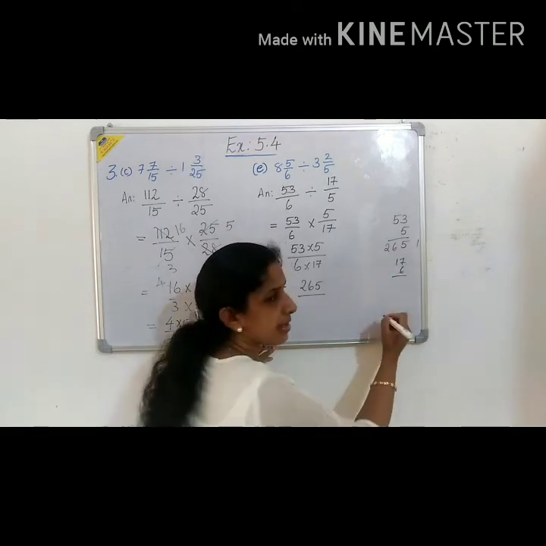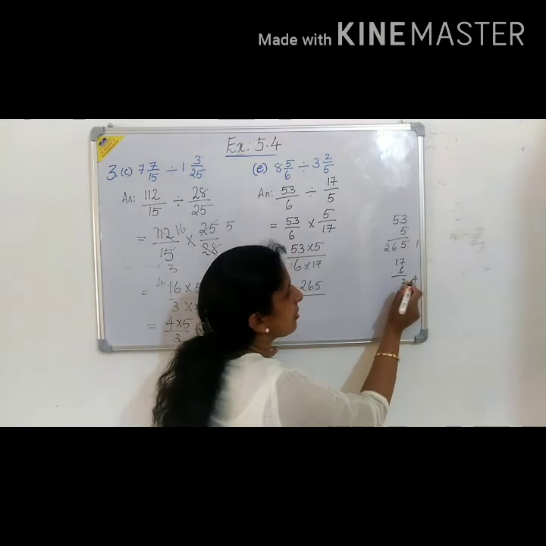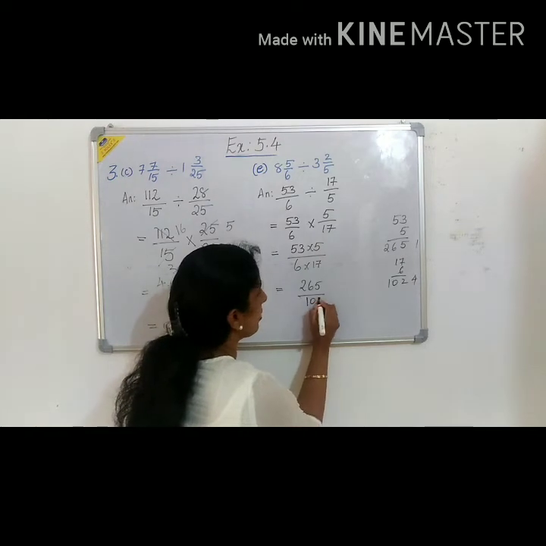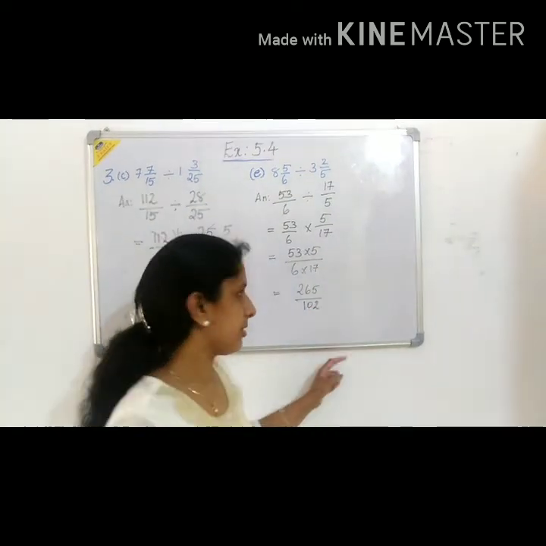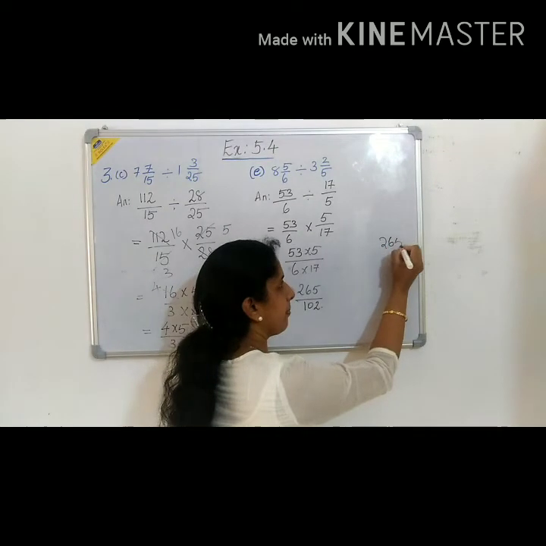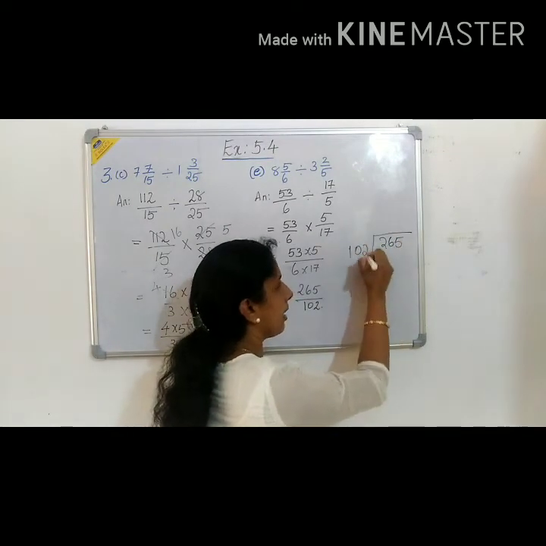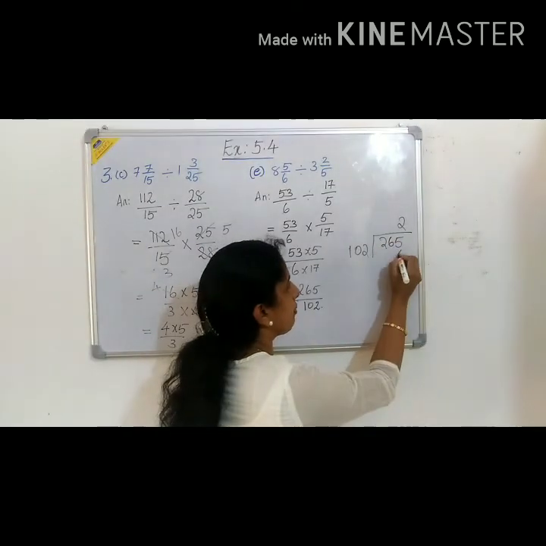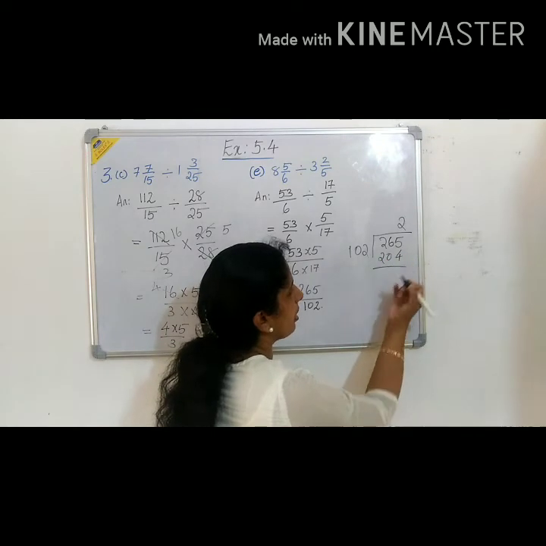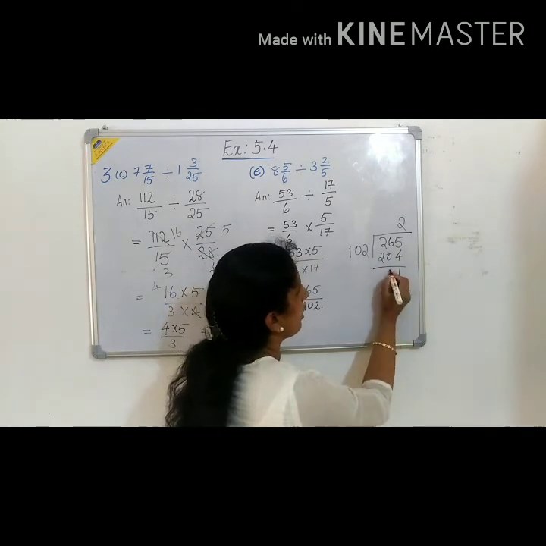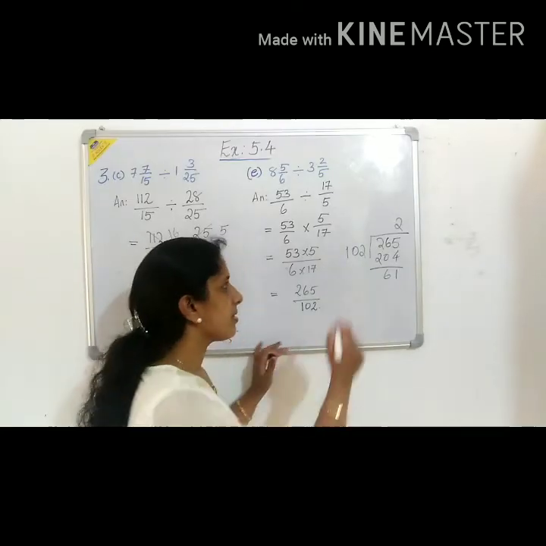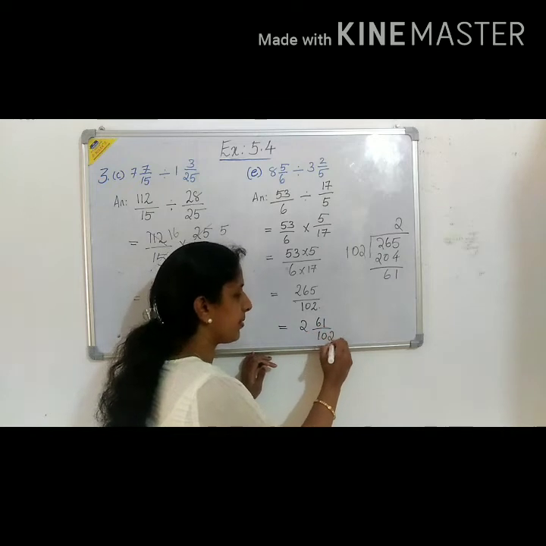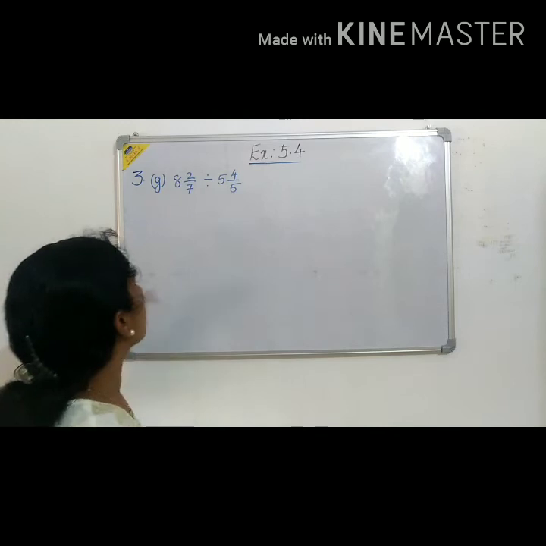17. 6 7s are 42. 1 into 6 is equal to 6. 6 plus 4, 10. 102. Now we can divide this. 265 divided by 102. 2 times it will go. So by 2 we are dividing. 2 2s are 4, 0, 2. And what is left? 1. And here it is 6. So the answer is 2 61/102. Next question is G.